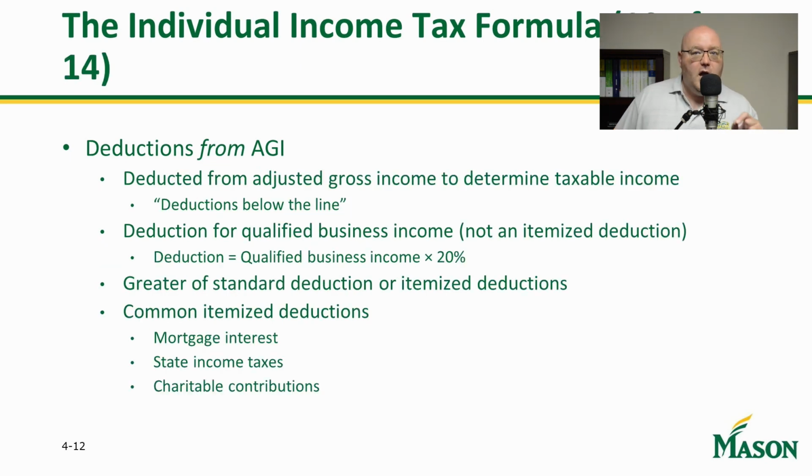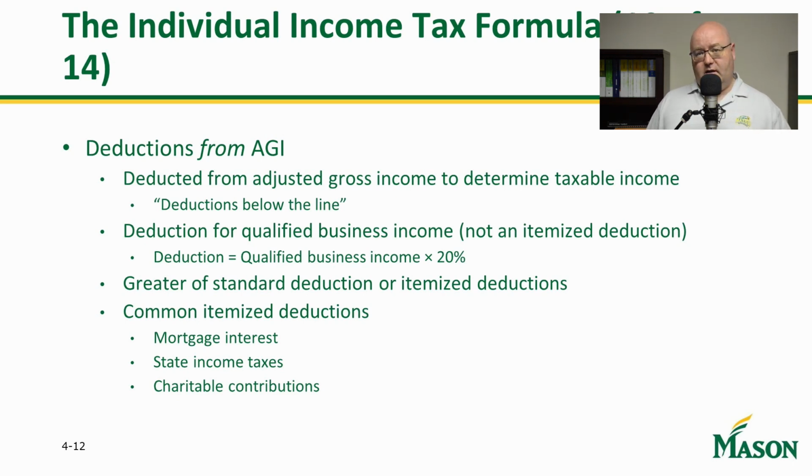Deductions from AGI, again, just kind of scratching the surface. These are what we call deductions below the line. I usually refer to it that way. Deduction for qualified business income. This is actually a brand new one. So what happens is that if you have qualified business income at 20%, it is not an itemized deduction because it's outside of the itemized structure. This is a business income deduction. We actually have a video series where we're going to talk about this. It's going to be a real quick one, hopefully, and then that'll be very useful for you guys.